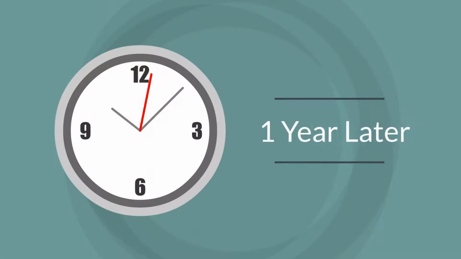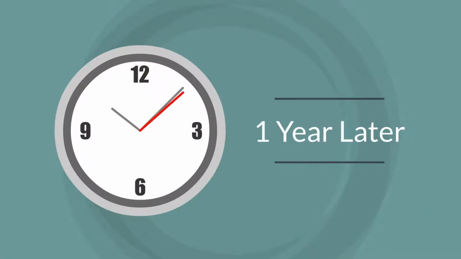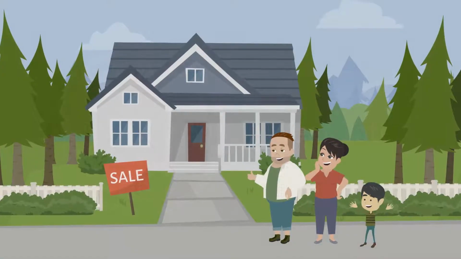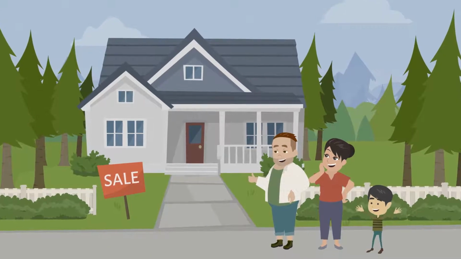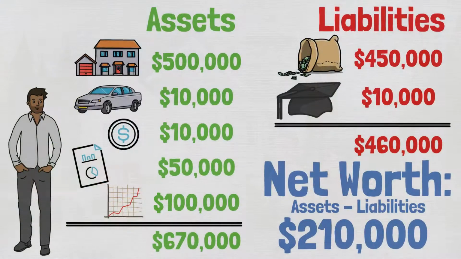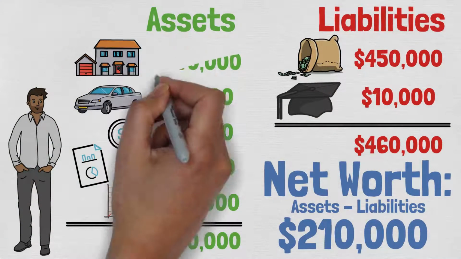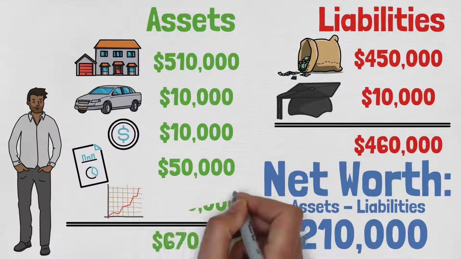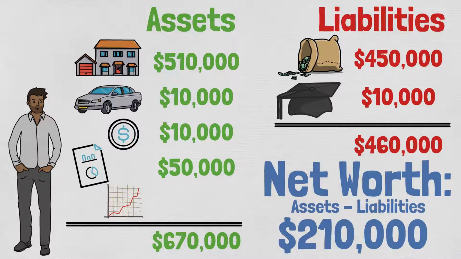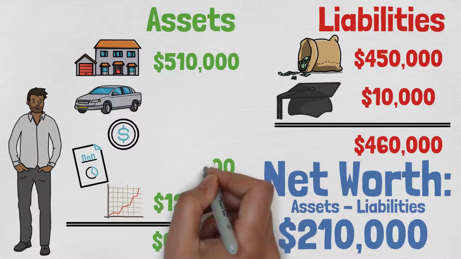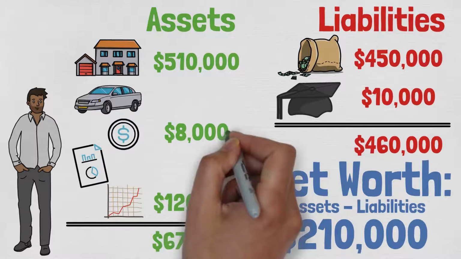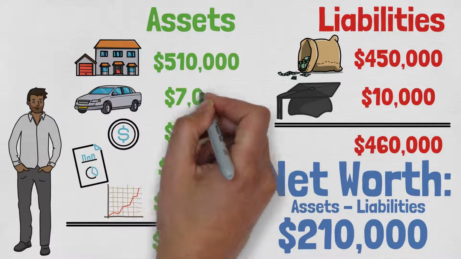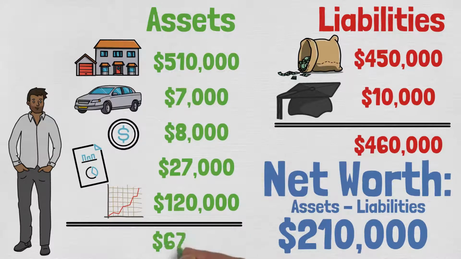Let's see how John's net worth has changed after a year has passed. He is still living in the same house, but according to sales of houses in his neighborhood, the value of the house has increased. It is now worth $510,000. John has only invested in index funds in the past year, and he now has $120,000 in index funds. His cryptos and stocks, however, have lost some value, and his car isn't that great anymore. John's total assets are now worth $672,000.